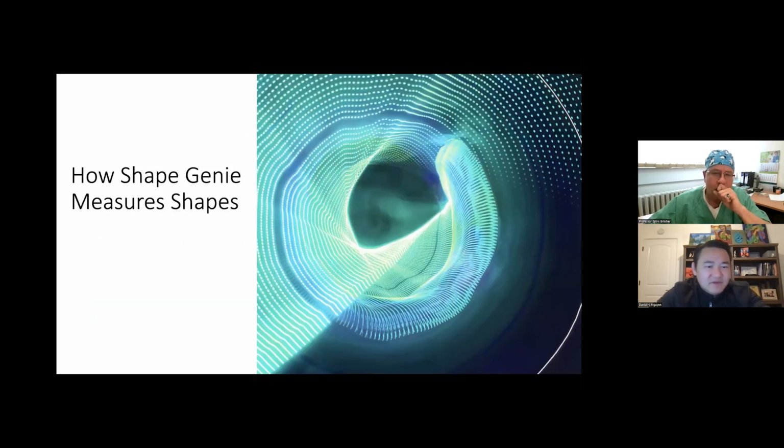So I developed an algorithm which we turned into a software called Shape Genie, and I will describe how it measures shapes because we applied this technology to all of the clinical research examples that I'll be talking about in this presentation.